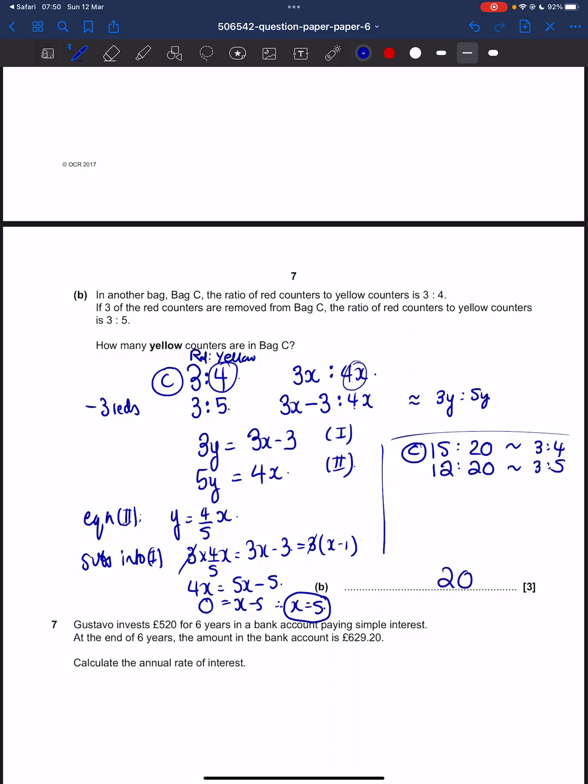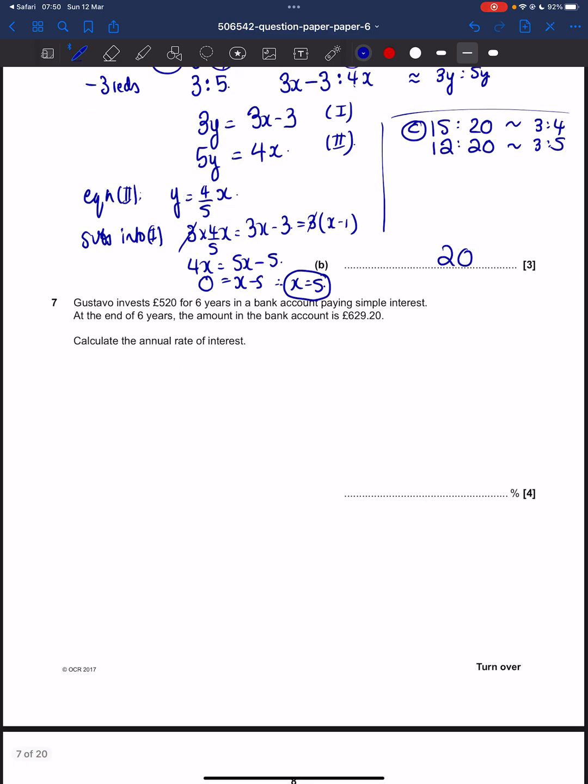20. Right. Gustavia invests £520 for 6 years in a bank account paying simple interest. At the end of the 6 years, the amount in the bank is £629.20. Simple, not compound. Calculate the annual rate of interest.